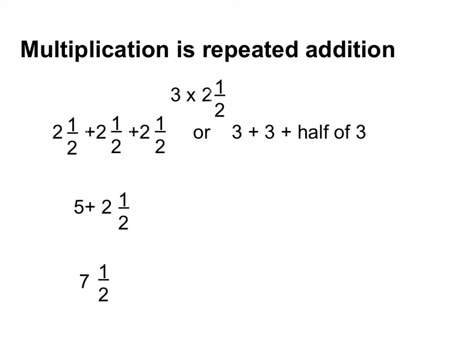Or this is 3 added 2.5 times. So again, that's 3 added 2.5 times. So here's 1 3, here's a second 3, and then we need half of 3. Well, 3 plus 3 is 6. Half of 3 is 1.5. 6 plus 1.5 is 7.5. So again, we have done a multiplication computation, thinking of it strictly as repeated addition. So 2.5 added 3 times, or 3 added 2.5 times.